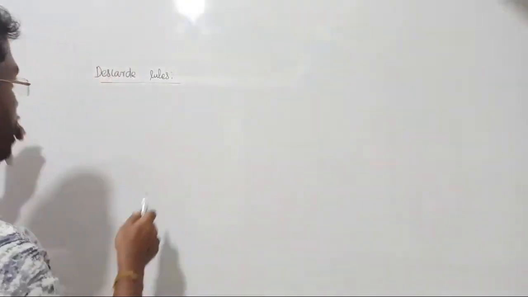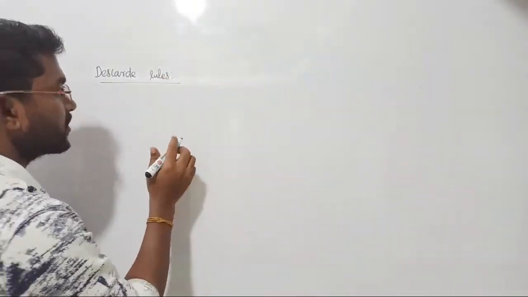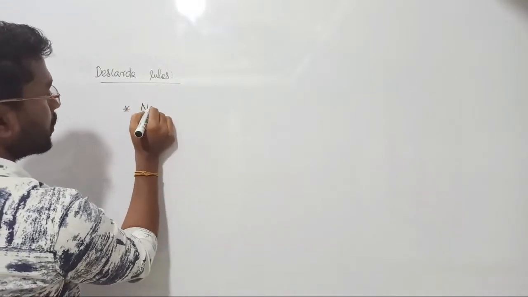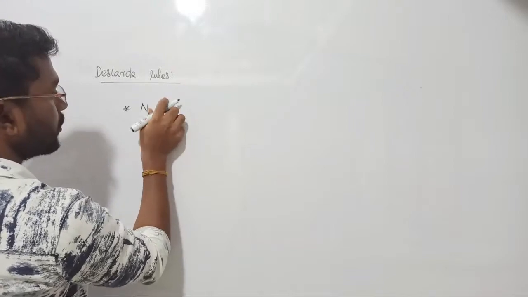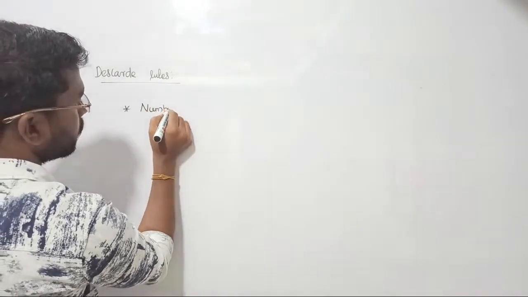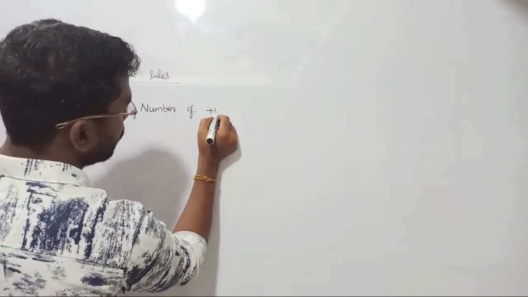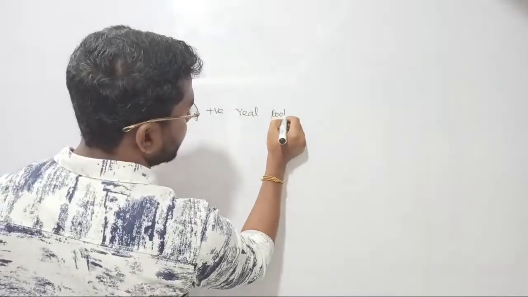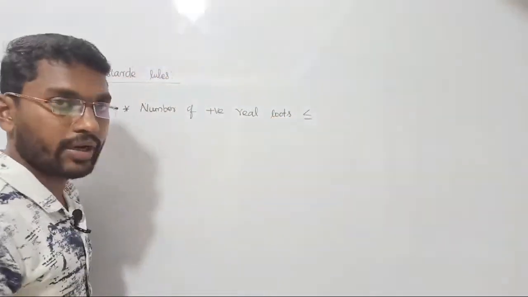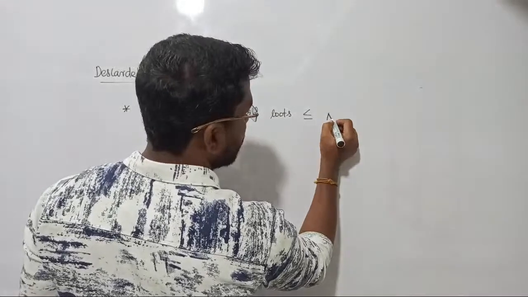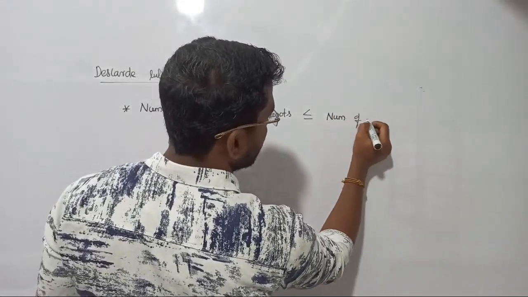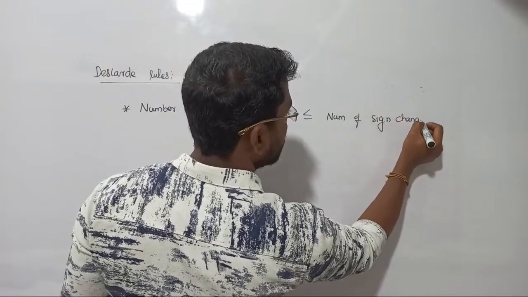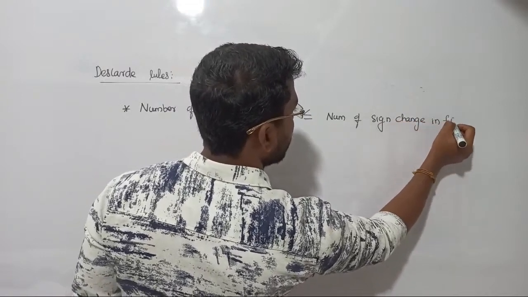Let's proceed further. Descartes rule. What is this for, first thing, right? Now what will Descartes rule do? It will clearly denote, please write down this statement, right? Number of positive real roots should be less than or equal to the number of sign changes in f of x.